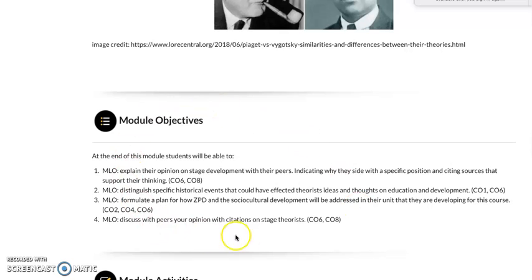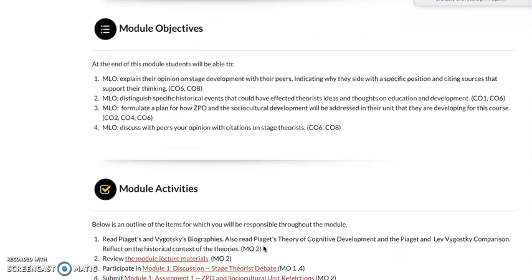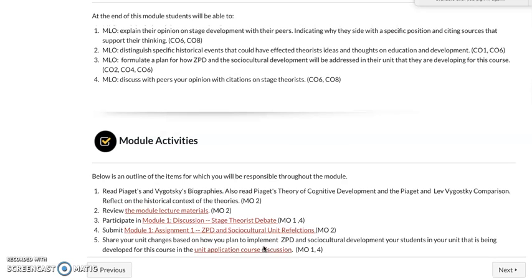Right here you can see our module objectives, so you know exactly why we are learning what and how it applies to overall course objectives. And our module activities, you can see that we're going to read some things, view some module lecture materials. We're going to participate in a debate. We are going to personally reflect, where you just submit it to me and I can see your thinking.